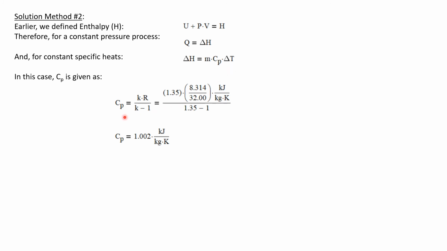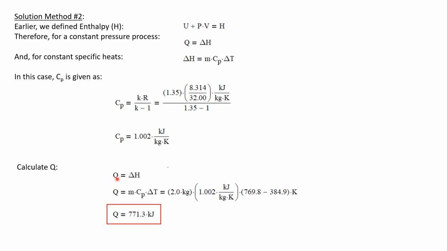I can find C sub P as kR over k minus 1. So k is 1.35. R is the universal gas constant, 8.314, divided by the molecular weight of 32. That quotient having units of kilojoules per kilogram K. And again, k is 1.35. And I get C sub P is 1.002 kilojoules per kilogram K.